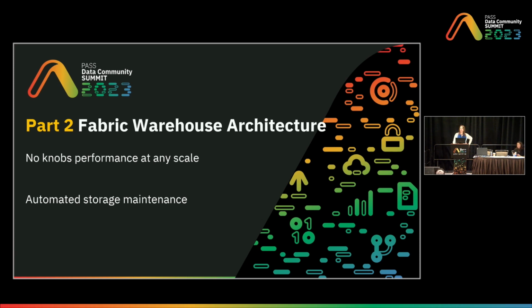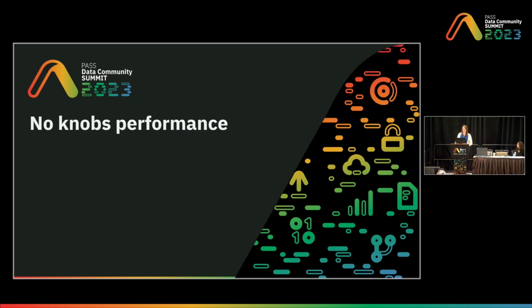What I'll be talking to you about today is how we get this amazing performance by virtue of the architecture choices that we've made in Fabric Warehouse. I'm going to talk to you about this concept of no knobs performance that you may have heard us talk about before, and how we accomplish that no knobs performance at any scale. I'll also talk to you about the storage engine and how we achieve that open storage format, and get down into the weeds a little bit. So are you interested in that? Yes? Awesome.